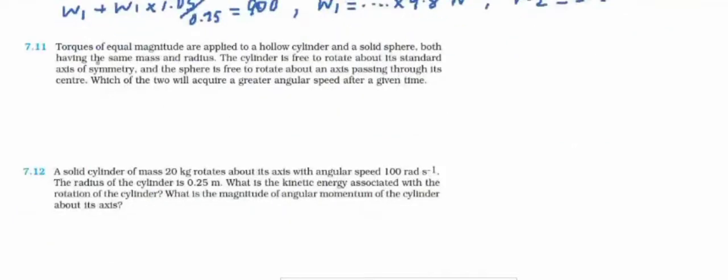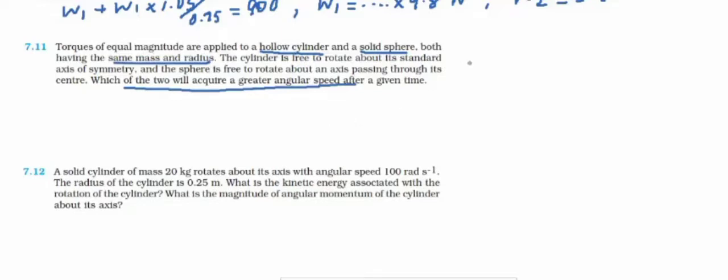Torques of equal magnitude are applied to a hollow cylinder. It is a hollow cylinder, you have to know, and a solid sphere, both having the same mass and radius. Both are free to rotate. Which of the two will acquire greater angular speed? That is the question.